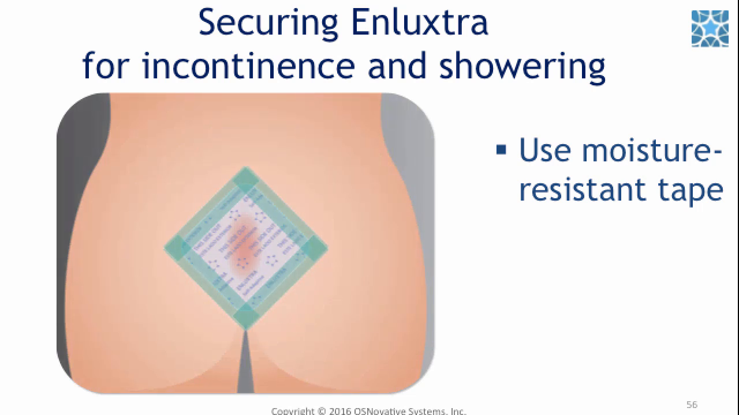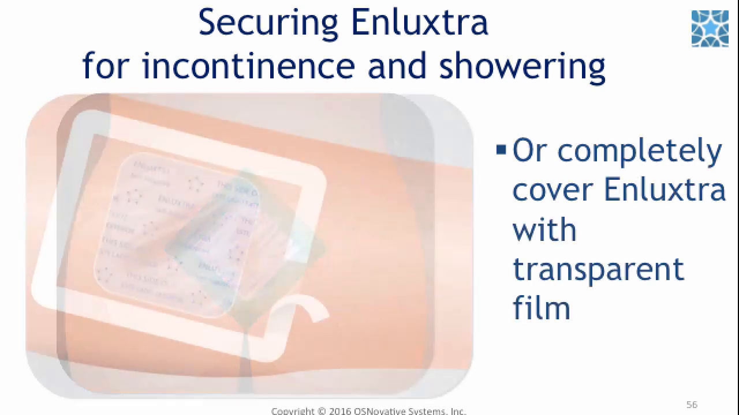Securing Enluxtra for incontinence and showering is also very simple and fast. Use a moisture-resistant adhesive tape along dressing edges. Do not use paper or cotton-based tape. Alternatively, you may use a transparent film dressing such as Tegaderm, Opsite, or similar.